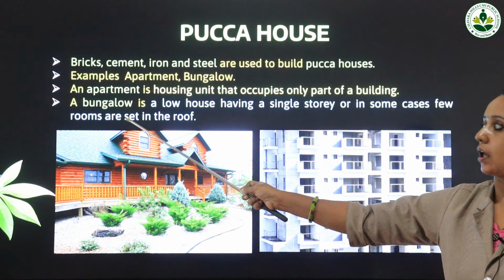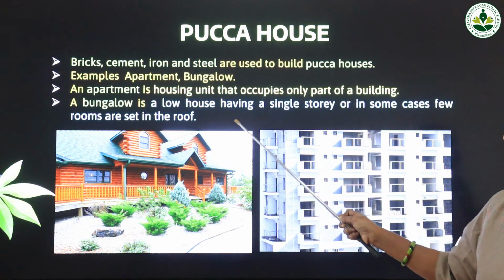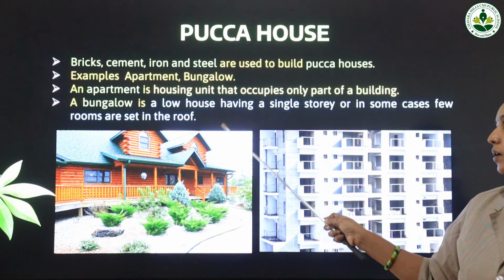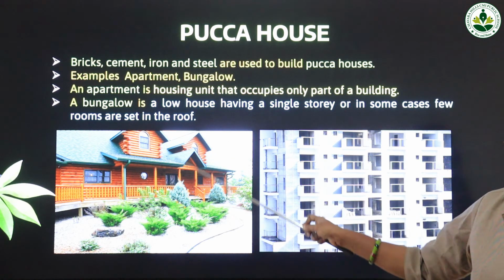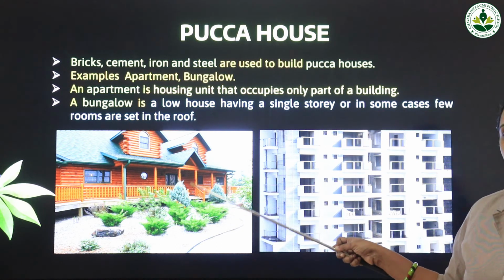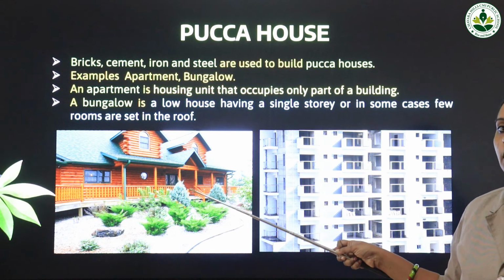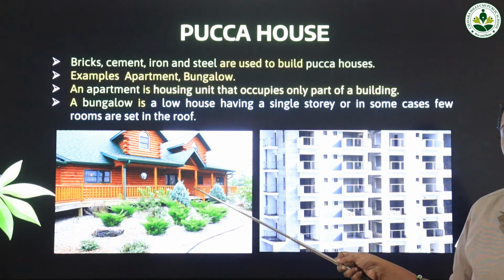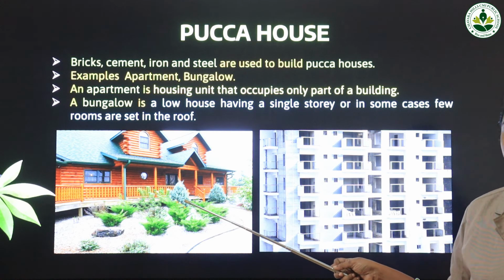Now what is a bungalow? A bungalow is a low house having a single story, or in some cases few rooms are set in the roof. So in this picture you can see the bungalow is having only 1 story, but in some other bungalows, there may be 1 or 2 rooms upstairs. So there can be 2-storied bungalows also.